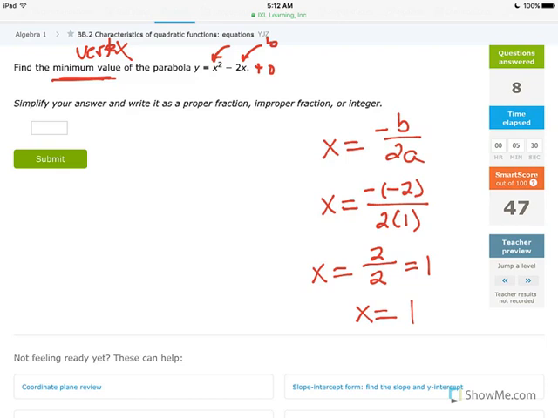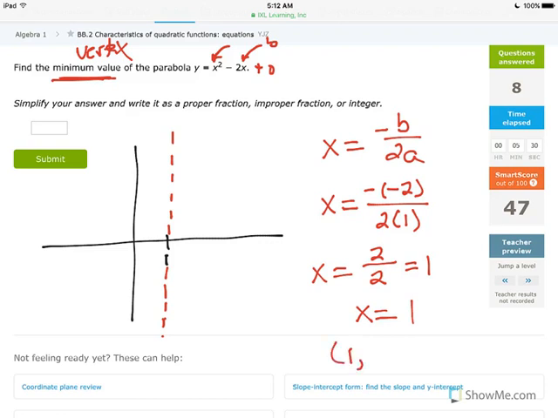So if we tried to visualize this graph, right here at x equals 1, we have the axis of symmetry. So that's the center line for this particular quadratic or this particular parabola. They want to know what the minimum value is, so we need to find the complete ordered pair x comma y. So we know right now that it's going to be at 1 comma some sort of y value.